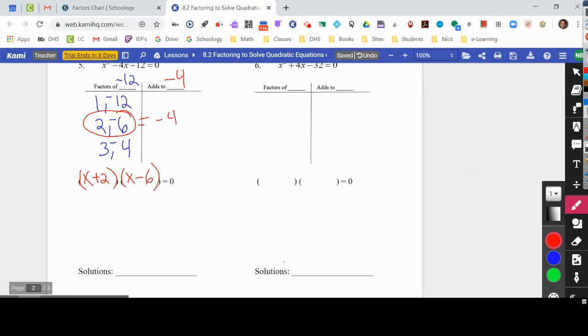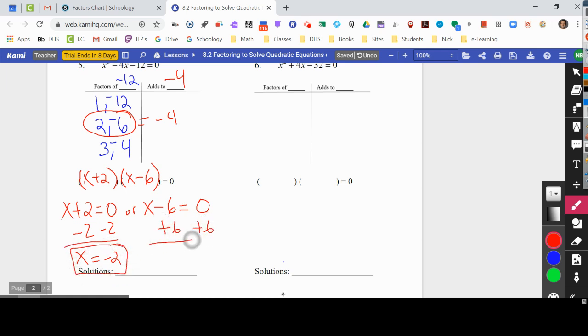All right, so now I'm ready to solve this. So now I can say x plus 2 equals 0, or I can say x minus 6 is equal to 0. Now I'm going to solve both. I'm going to subtract 2 here. We get x is equal to negative 2. And I'm going to add 6 here, and we get x is equal to positive 6.